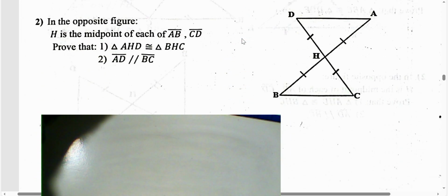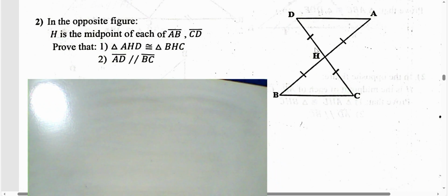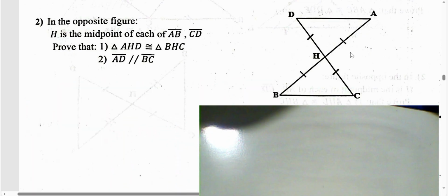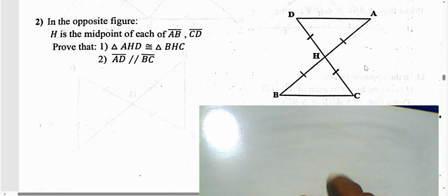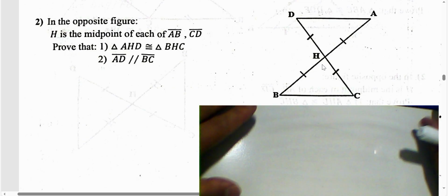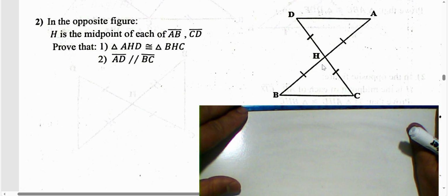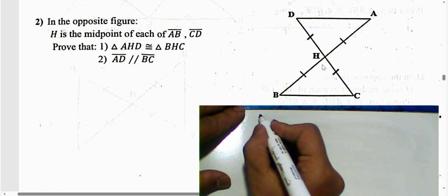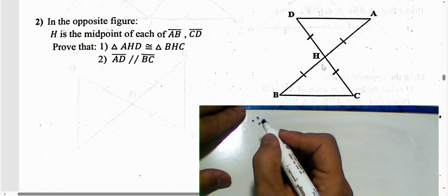Next question. In the opposite figure here, he wants to prove that the triangles here are congruent. We can prove that. Easy. Why? Because we have two straight lines intersecting at one point H. Then we have vertical opposite angles. The measure of angle AHD is equivalent to the measure of angle BHC. We called it vertical opposite angles. So you must find the relation between them in the first step.